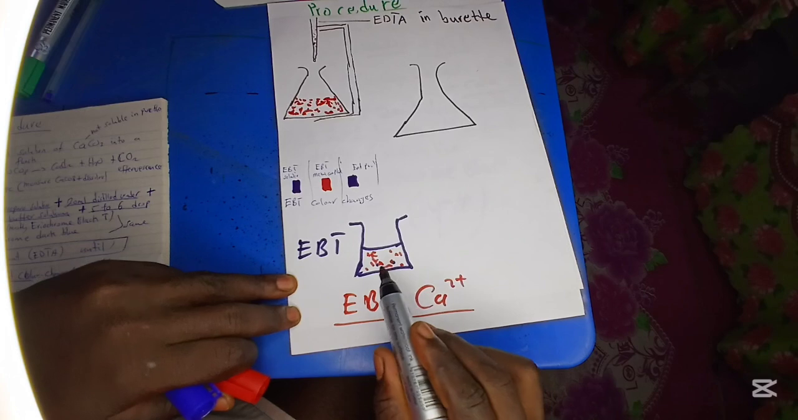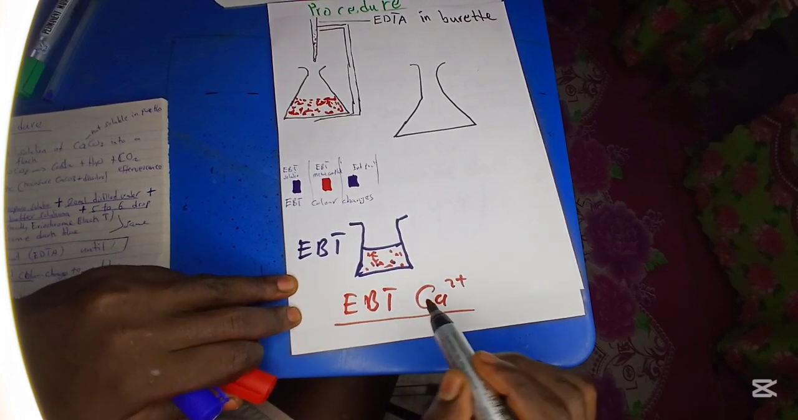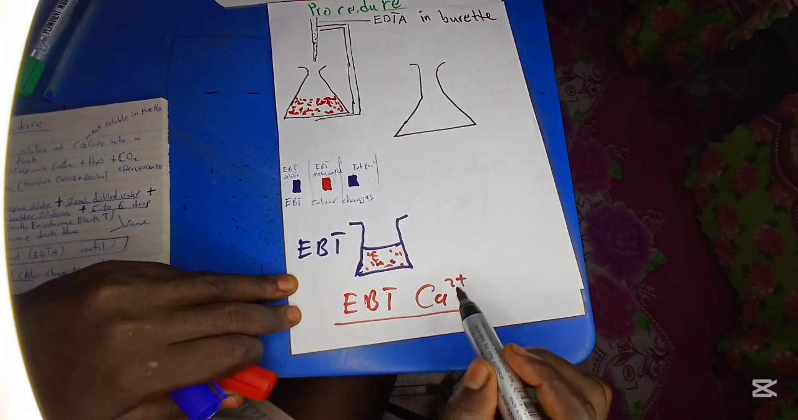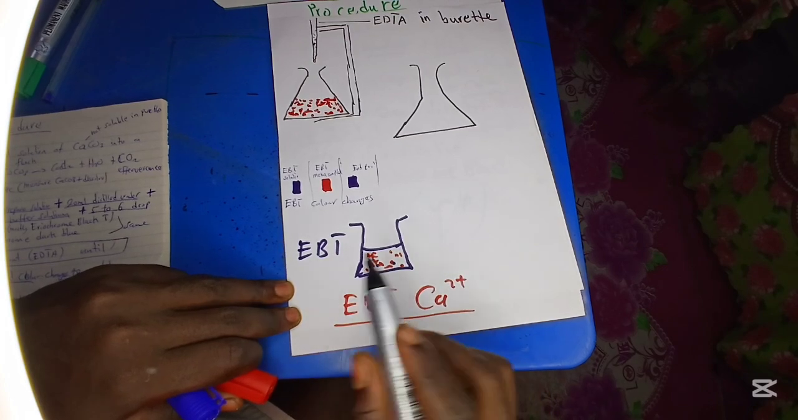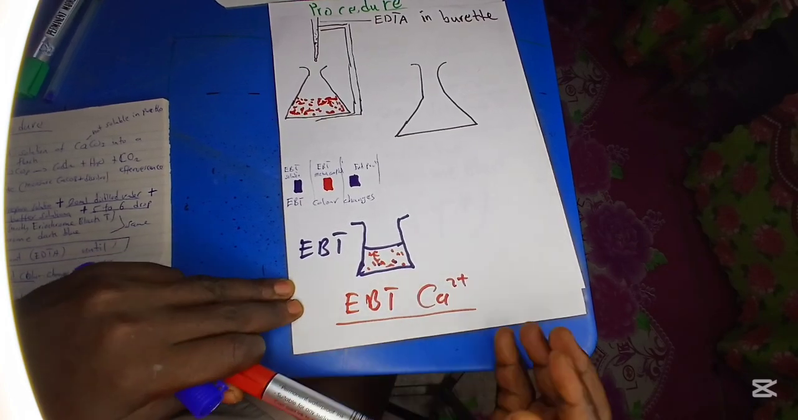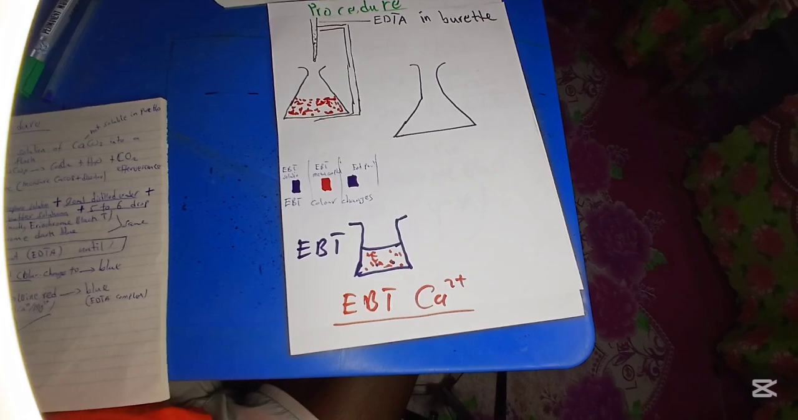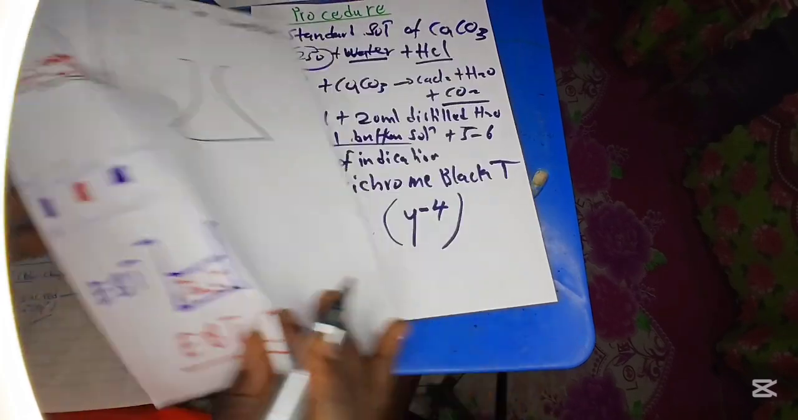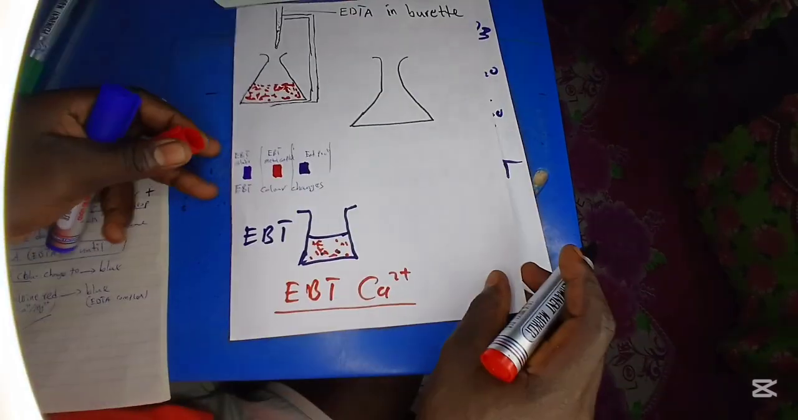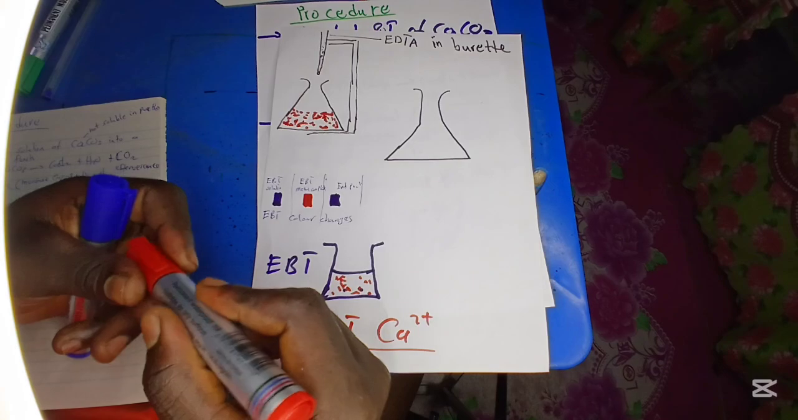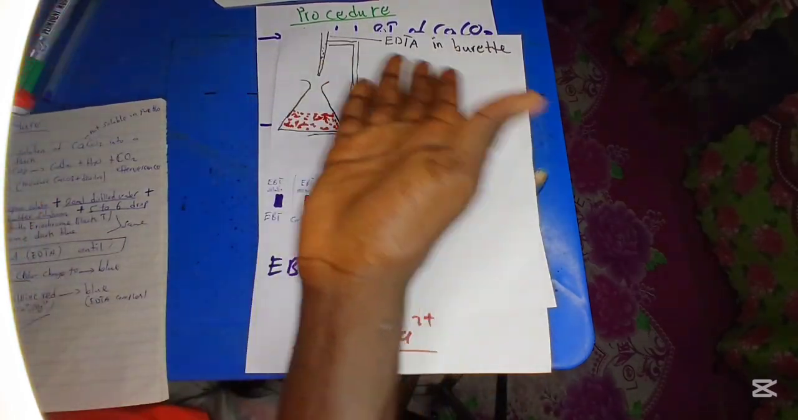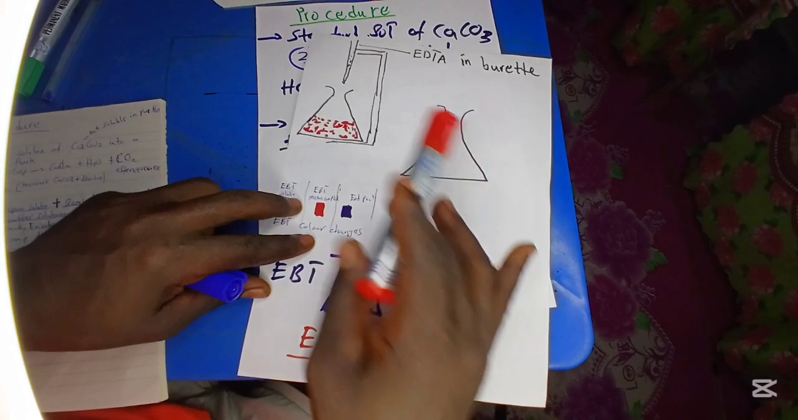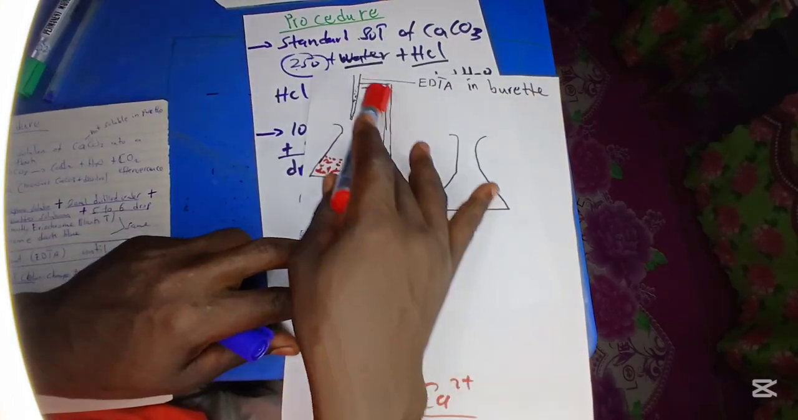So, and this is also a clear indication that yes, there is a presence of Ca2+ ion in the solution. Because after we added our indicator, just see, the color will change to wine red. So after we added our indicator, the second thing that follows is that we are going to titrate it against our EDTA. We are going to fill our burette with EDTA and titrate it.